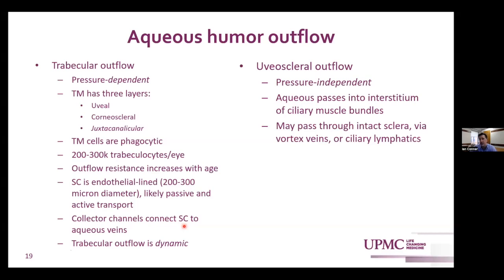And then uveoscleral outflow. Uveoscleral outflow is pressure independent. Aqueous passes into the interstitial spaces of the ciliary muscle bundles and may pass through the intact sclera into vortex veins, ciliary lymphatics, and so on.